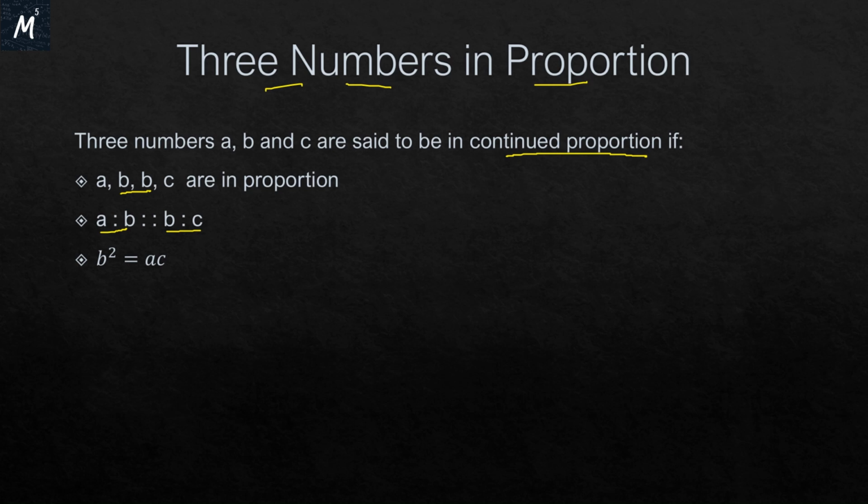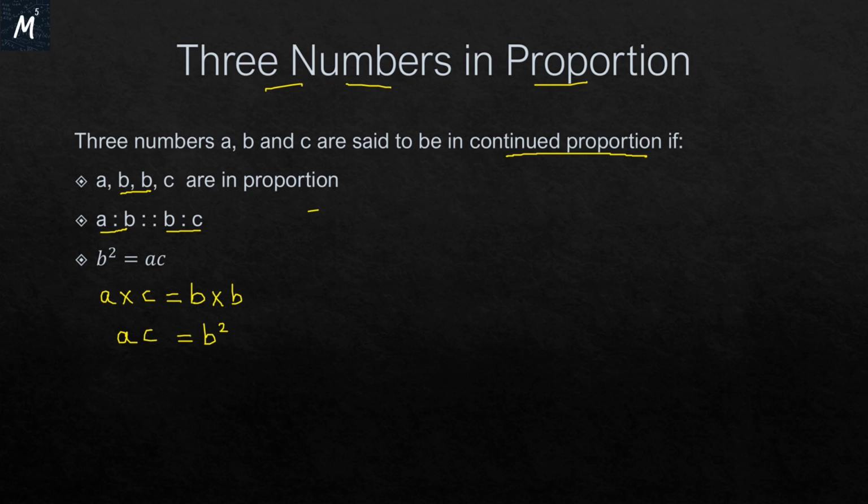Because the second and third terms are the same, we can also say A, B and C are in continued proportion. And using the same relation, product of extremes equals product of means. So A into C is equal to B into B. And we know what B into B is? It is B square. A into C is AC.